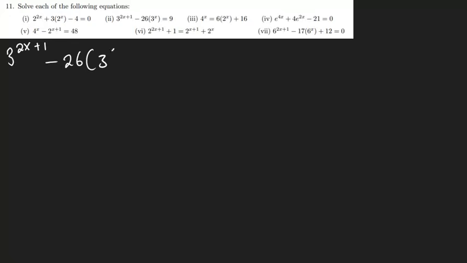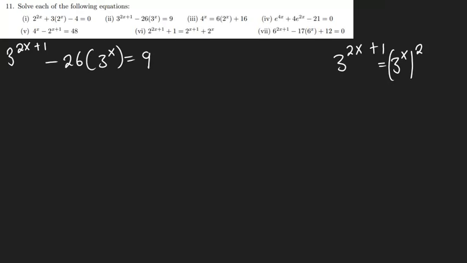Then inside we've got 3 to the power x, equal to 9. The same concept. Notice that we've got a 3 to the power 2x here, plus 1. This can also be written as 3 to the power x, then everything raised to the power 2. That is just one and the same.